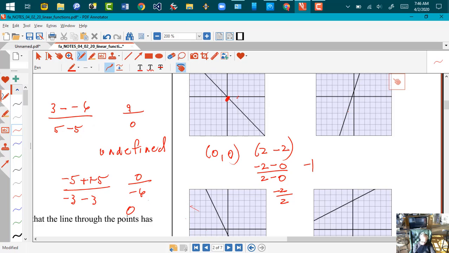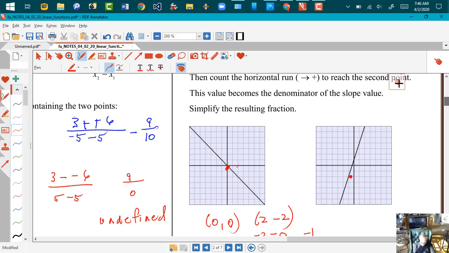The next one, let's see, it looks like it goes through negative 1, negative 2, and let me see, possibly 2, and then 1, 2, 3, 4, 5, 6, 7. 2, 7. So I have negative 1, negative 2, and 2, 7. So I'm going to get, for slope, 7 minus negative 2 over 2 minus negative 1. That's going to give me 9 over 3, or slope of 3.